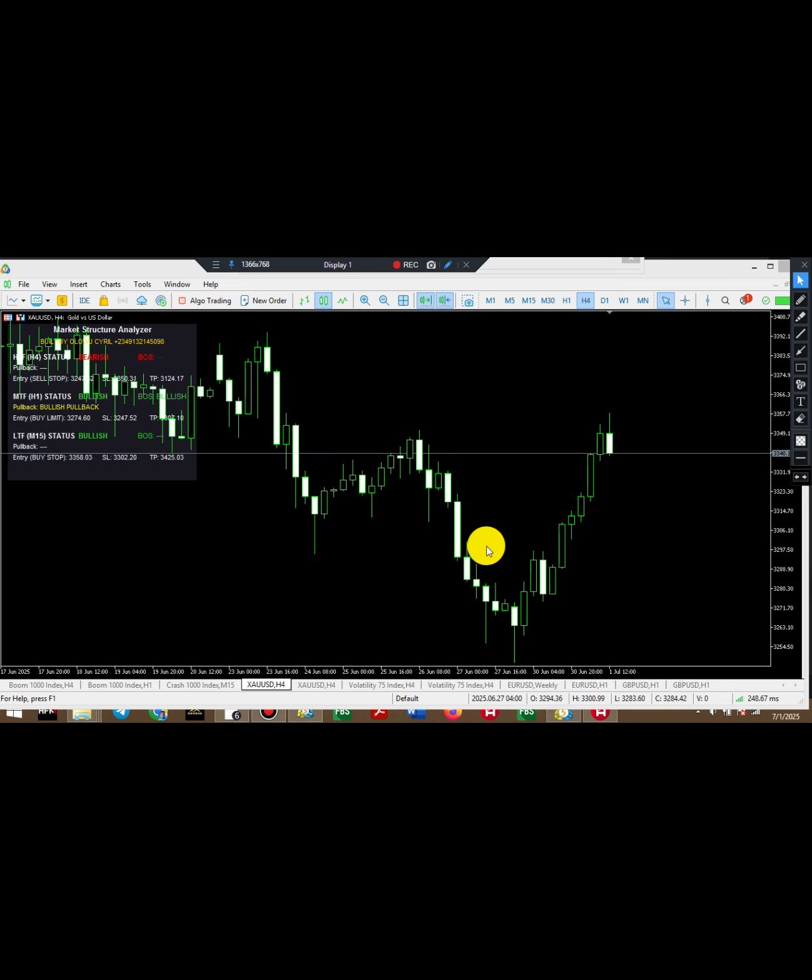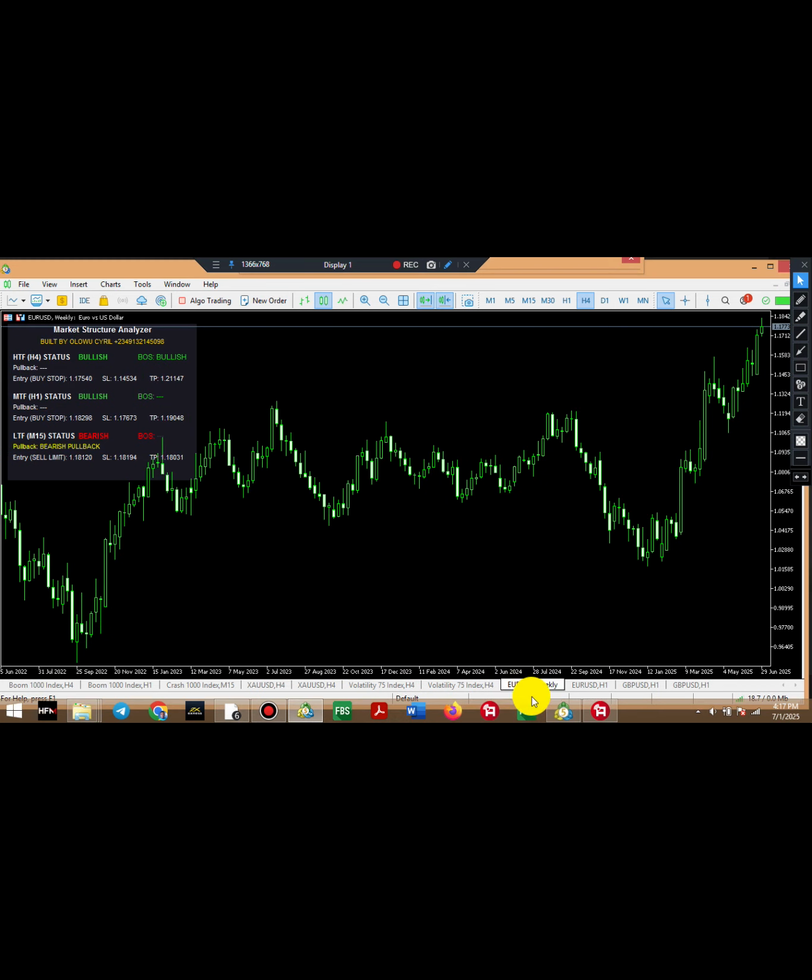So not only on gold and all these pairs, we also have another one on Euro USD, right? So Euro USD gave a signal at the early hour of today. Let's check the H1. 1182. From when I checked this entry, it was already on a massive win, right? It was already on a massive win.